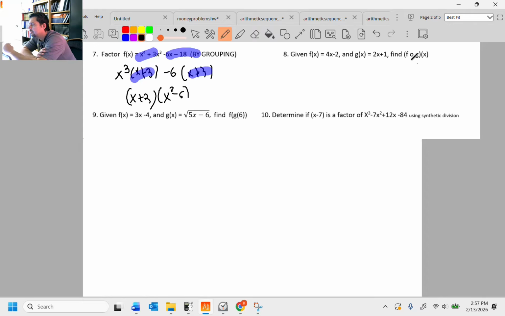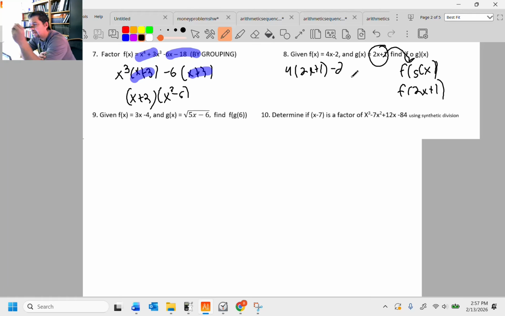This is f composed of g composed of x, written old school, because old school is the best school, f parentheses g parentheses x. That means that I'm going to take that 2x plus 1 and I'm going to put it right there. This means for the 100th time that every single x in f becomes 2x plus 1. So I see an x, she's a 2x plus 1. And then I take away the 2. I do the distributive property.